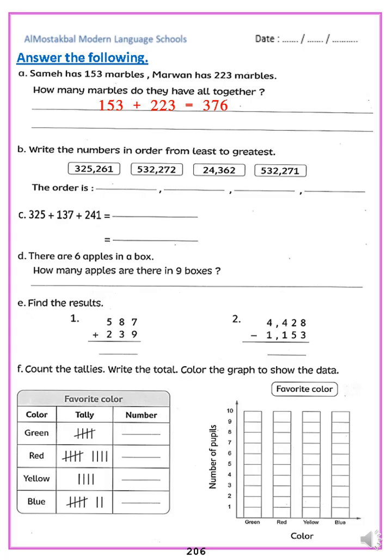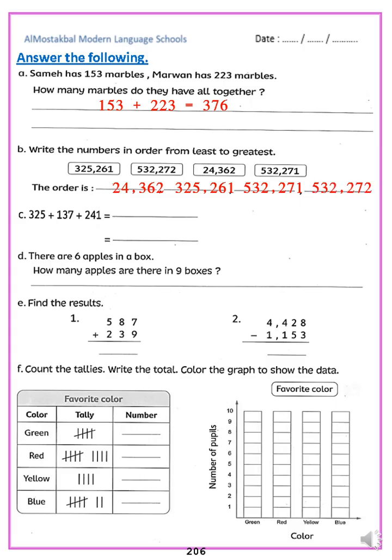Write the numbers in order from the least to the greatest. The least number here is 24,362. The next, 325,261. After that, 532,271. Then 532,272.